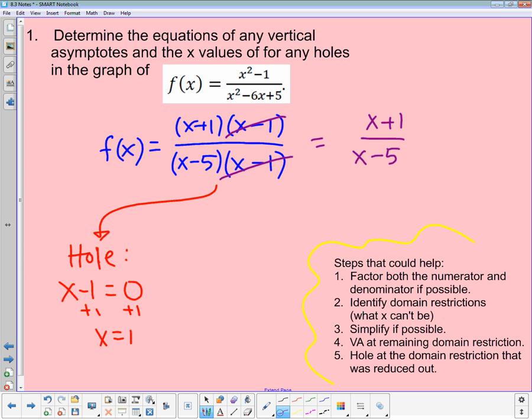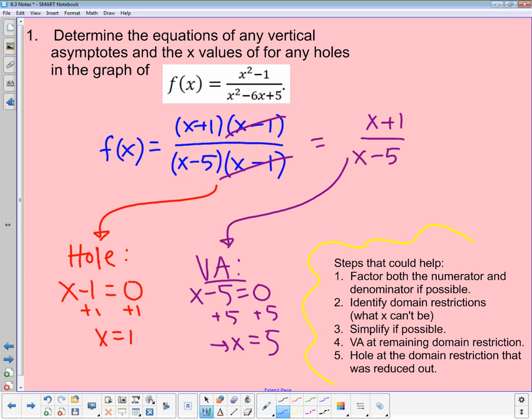The one that's left over in the bottom, this one right here, this ends up being the vertical asymptote. So the vertical asymptote is where x minus 5 is equal to 0, and I solve for that, x is equal to 5. So your vertical asymptote is x equals 5. Your hole is x equals 1. Two domain restrictions there, one that's a hole and one that's a vertical asymptote.